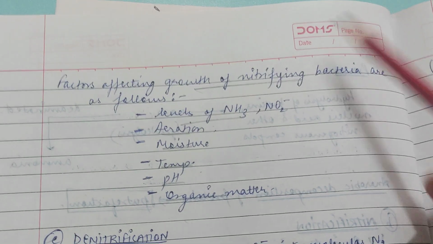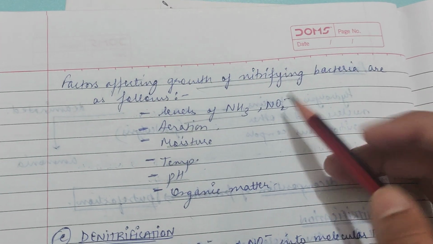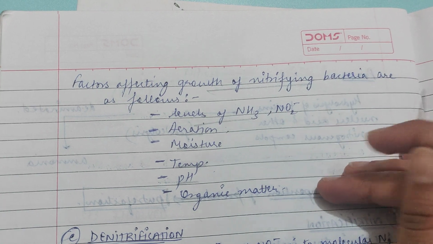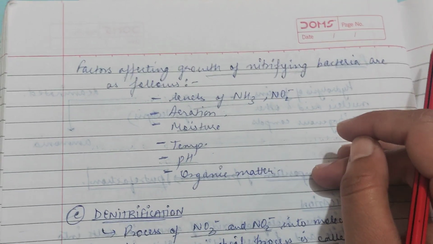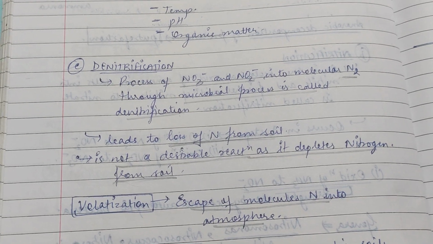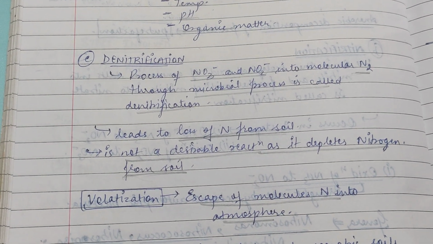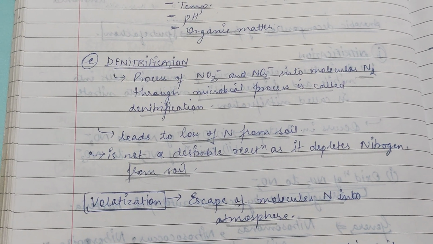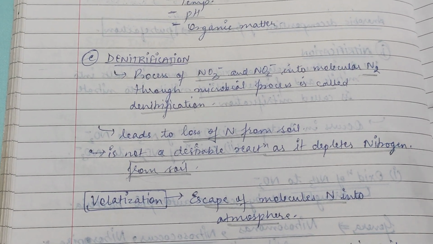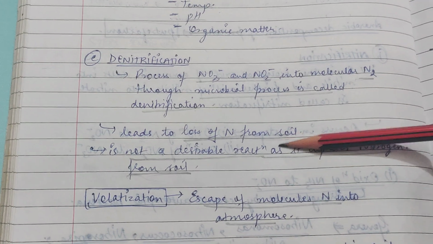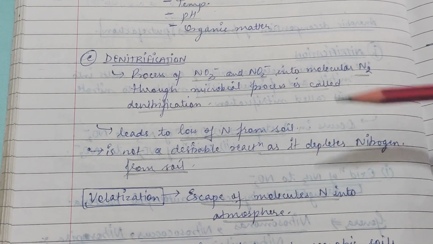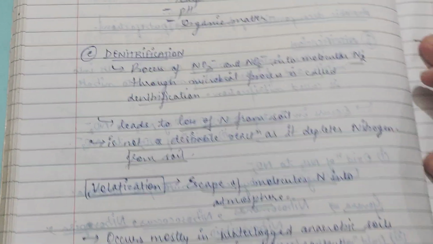The factors that affect the growth of nitrifying bacteria in soil are as follows: the levels of ammonia and nitrite ions, aeration, moisture, temperature, pH, and organic matter. The third step of nitrogen mineralization is denitrification, in which the nitrates and nitrites are converted into molecular nitrogen. So it leads to the loss of nitrogen from soil and depletes the soil of nitrogen.